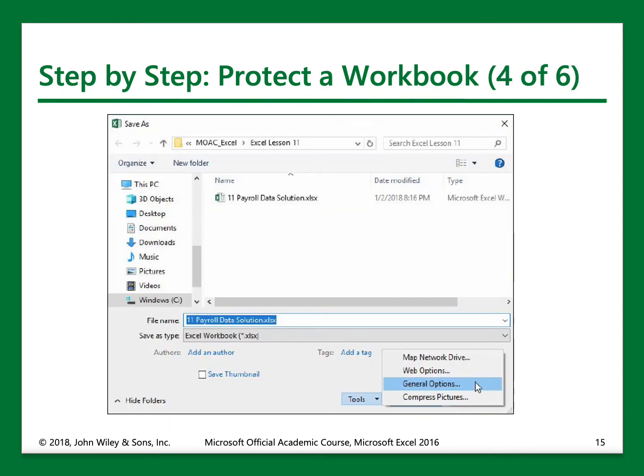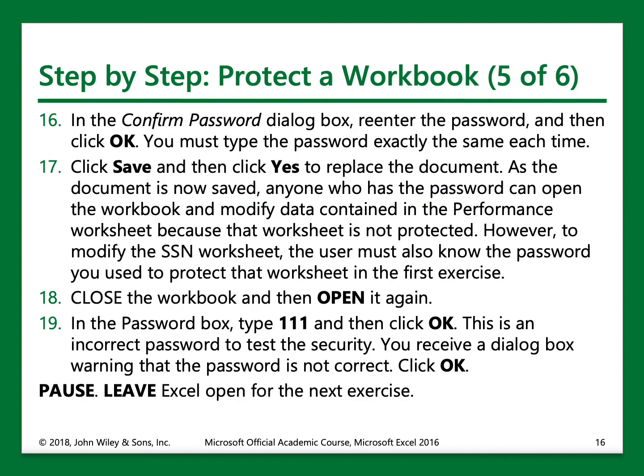So the dialog box will look like this when you do the Save As, and then you can confirm the password to make sure that you've definitely got it right. When you close the workbook and try and open it again, try typing 111 and click OK. It will tell you that that's an incorrect password to test the security. So you'll receive the dialog box warning that the password isn't correct, so you click OK.